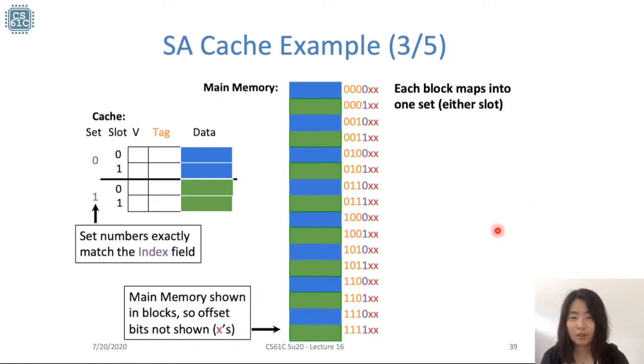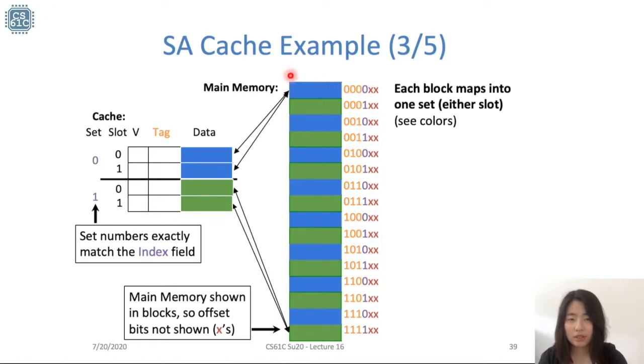Alright, here's my favorite part. We're going to show how main memory blocks are mapped to cache slots. Here, each block in main memory can only map to 1 set, but it can map to 2 slots. So for the first block of memory, we can see that the index is 0, right? So index 0 means it can only map to set 0, but because we have 2 slots in set 0, it can be mapped to either the first one or the second one.